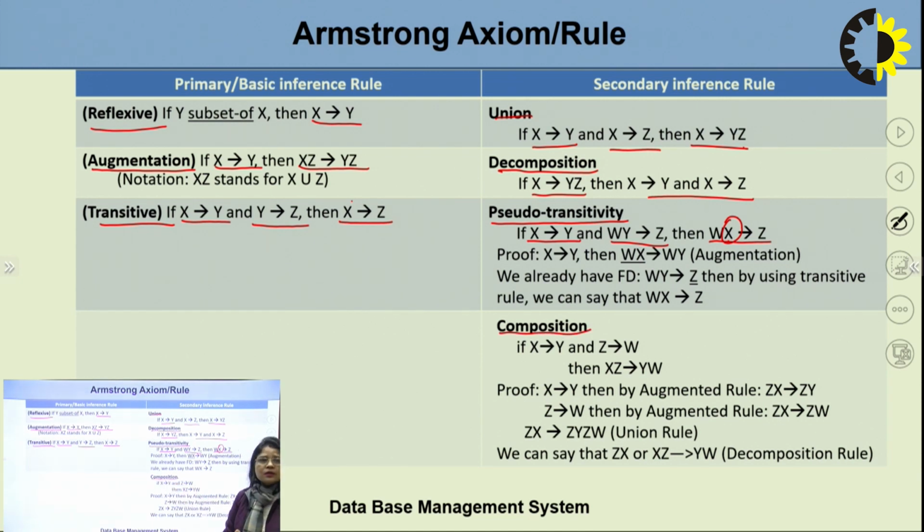Next rule is the composition. If x tends to y holds and z tends to w holds, we can combine them, right? So we can write xz tends to yw. This is the composition of two functional dependencies, we are combining them, right? So these are some rules of Armstrong, and we will use these rules to find the minimal cover which is required.